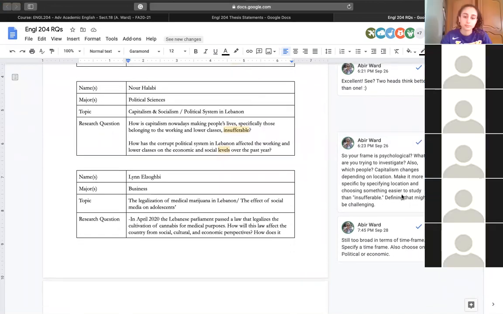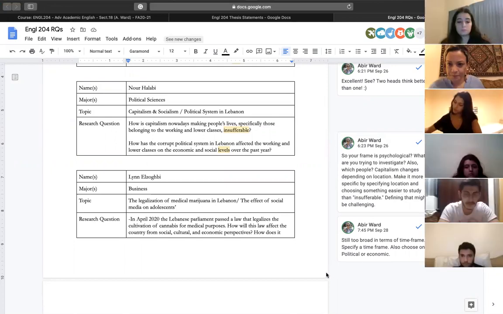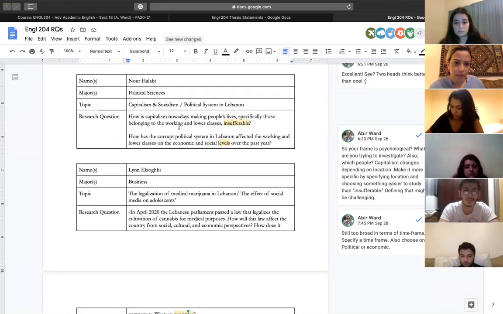Noor is not here. How is capitalism nowadays making people's lives, especially those belonging to working lower classes, insufferable? So what is wrong with this question? It doesn't specify place, and there are so many terms to define, like people's lives, insufferable, and what particular part of their life or lives is insufferable.